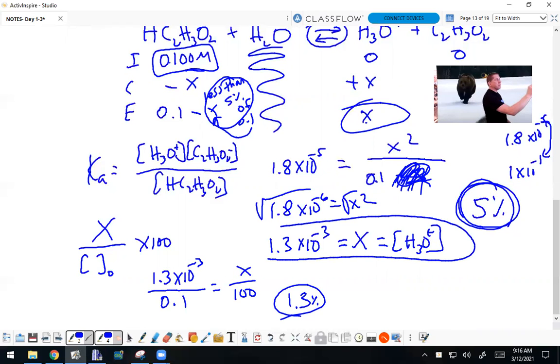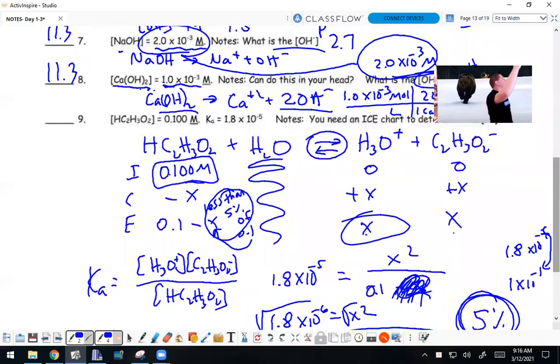So now we got to finish this though, because we need to do the pH. So we know it's going to be a little less than 3. So the negative log of 1.3 times 10 to the minus 3 is 2.9. So the last one is 2.9. All right, so I want to go over that again.